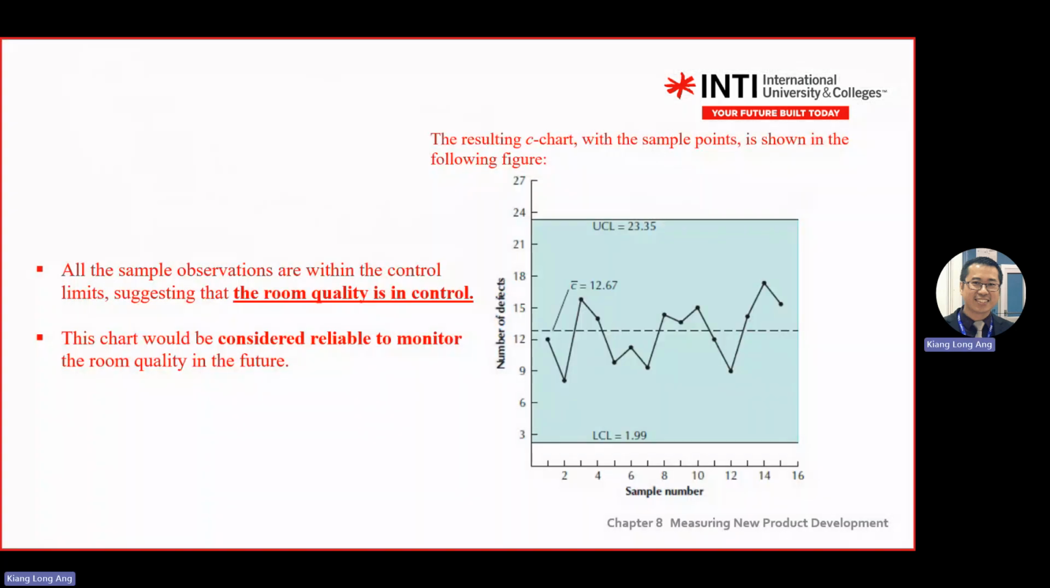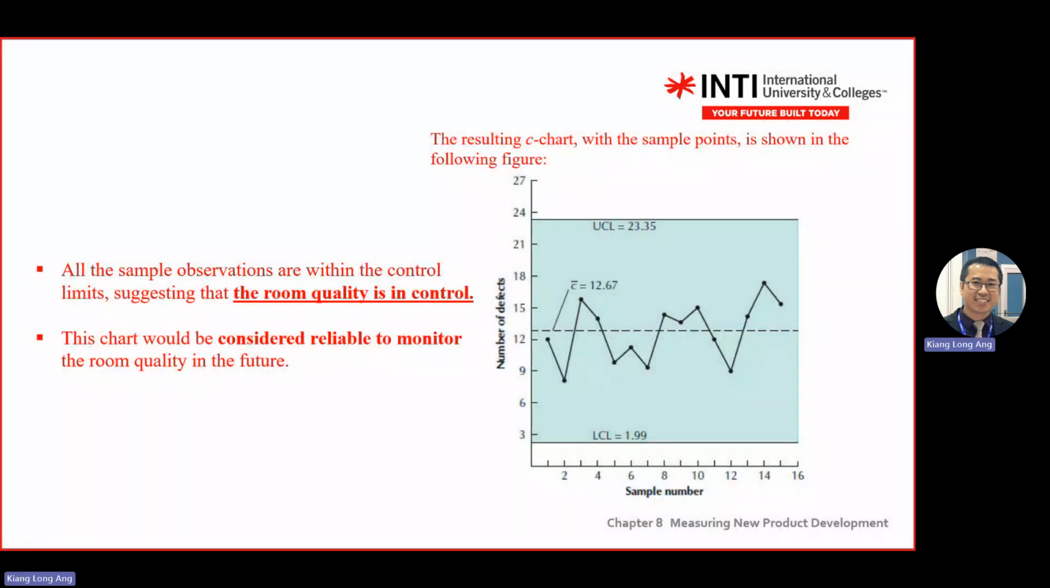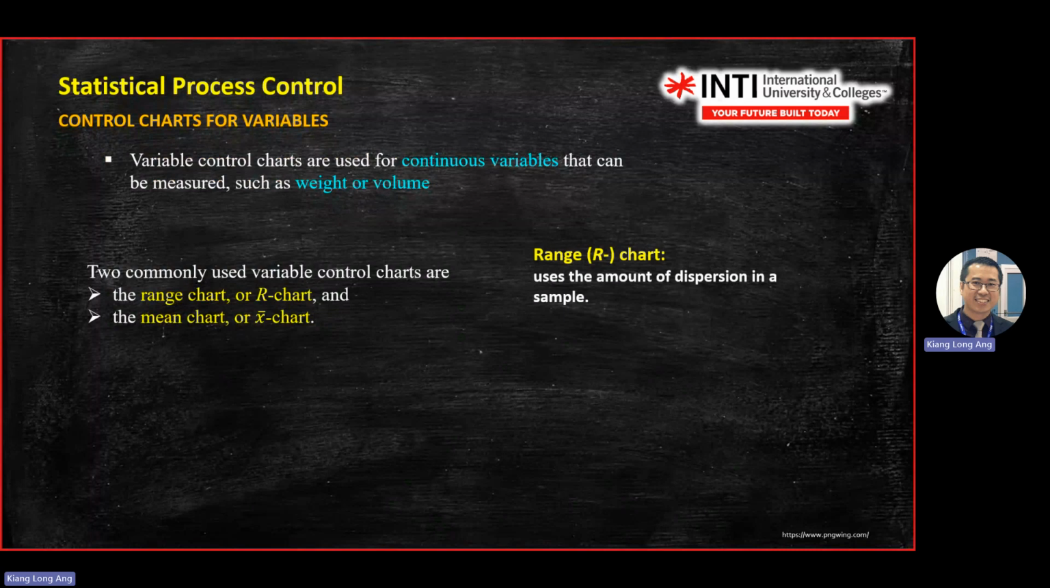Okay, so this one, all the numbers, all the dots are within the two control lines, so it's in control. You can also write a proposal. Your correction here is just to continue to monitor the quality.